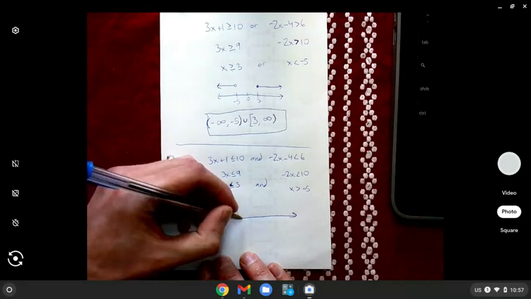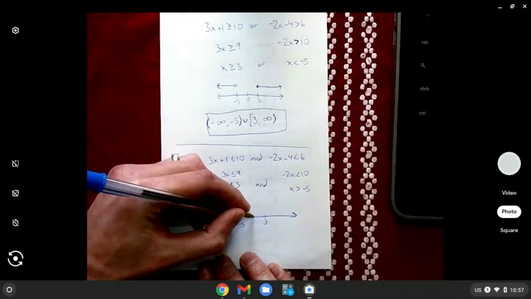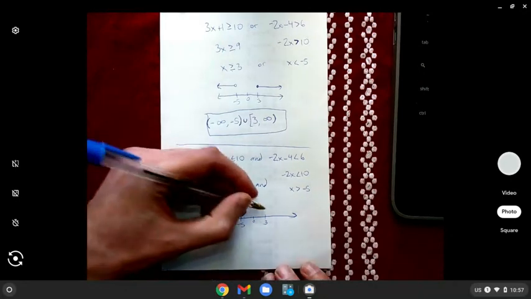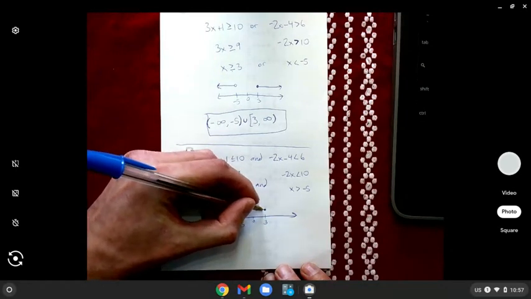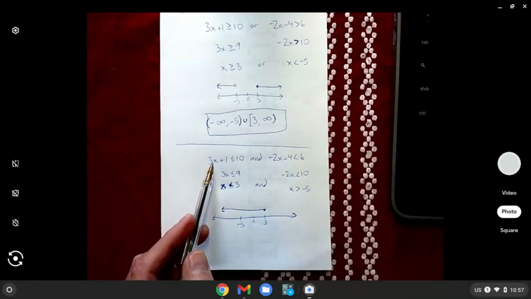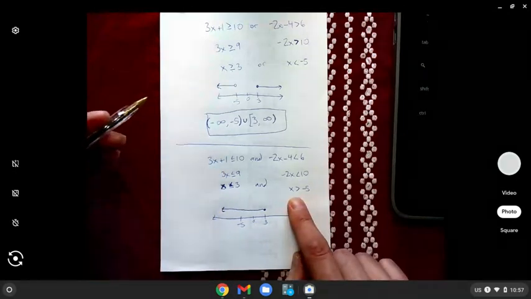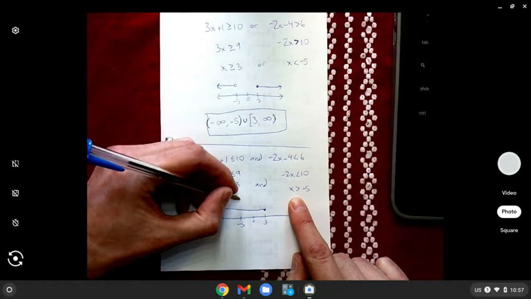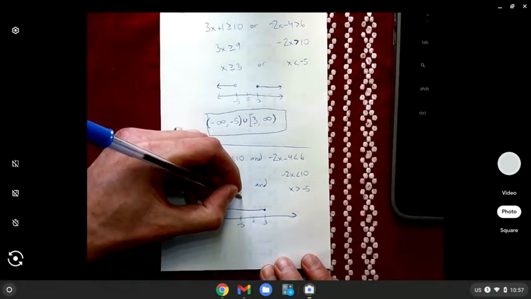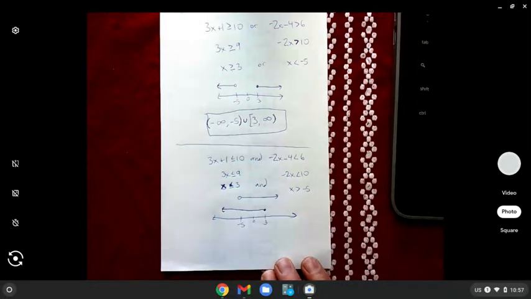Graph it. Throw 0 in there just because. Okay, this time, let's see, x is less than or equal to 3. So including 3 and anything less than 3 will work for this inequality. Any value of x over here will work for this inequality. X is greater than negative 5. So I'm going to put, again, an open circle. It'll never quite equal negative 5, and greater than in this case.